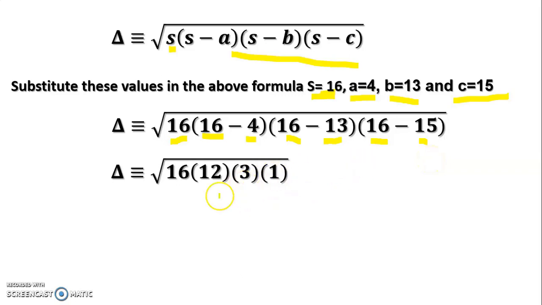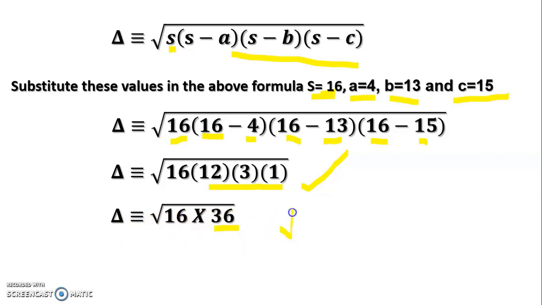After finding the calculation, 16 into 16 minus 4 is 12, 16 minus 13 is 3, 16 minus 15 is 1. After multiplying 12 into 3 into 1, you get 36. Delta equal to square root of 16 into 36. This is in the form of square root of a into b. Square root of a into b is square root of a into square root of b. You can split the square root.